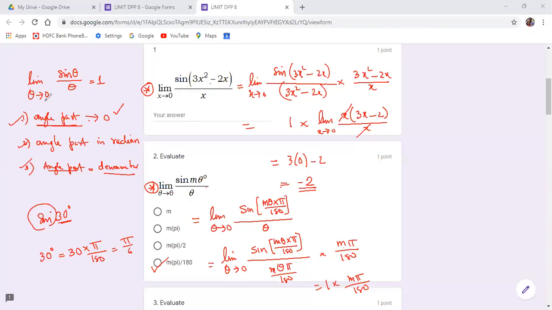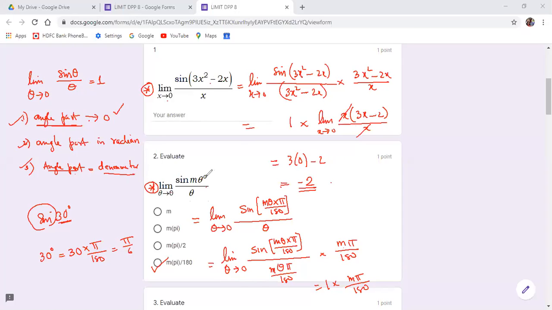So you have to remember these three parts. One is when you apply the limit, the angle part should tend to 0. The angle part should be in radian, and the angle part and denominator should be the same. Here the angle part and denominator were not the same, so we divided and multiplied. Then this became 1. But here 0 by 0 is becoming, so a common factor comes, and then you apply the limit.